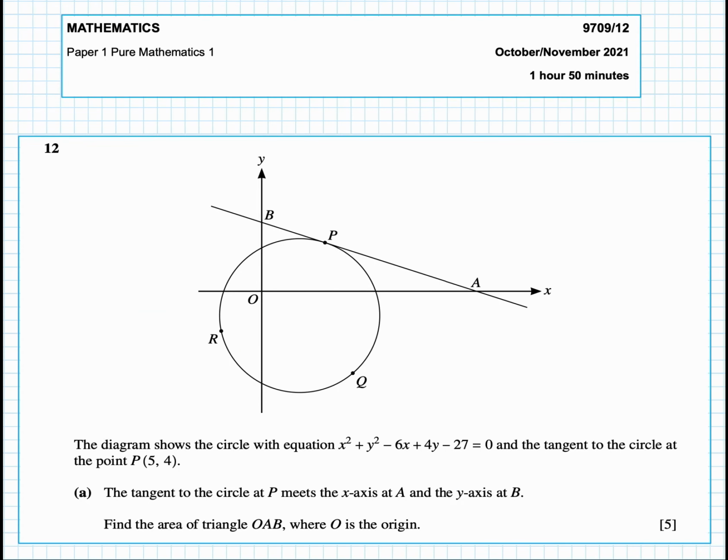We are given a circle equation and a tangent that touches the circumference of that circle at P. So we want to find the area of O, A, B. O is the origin, and A and B lie across the x and y axis.